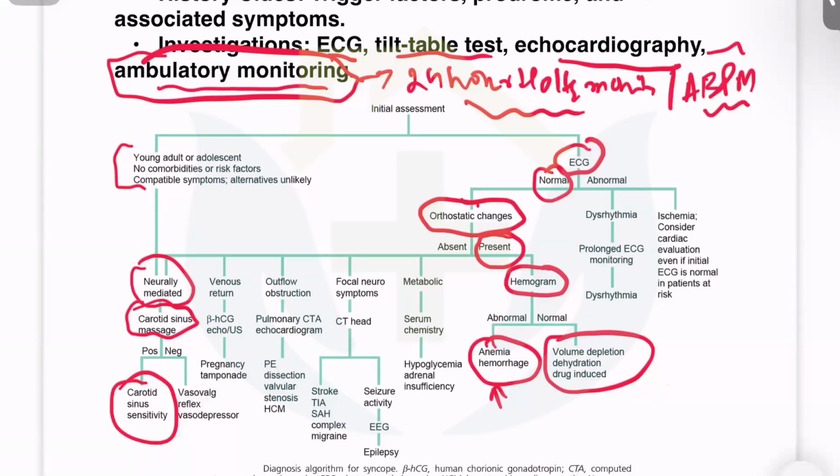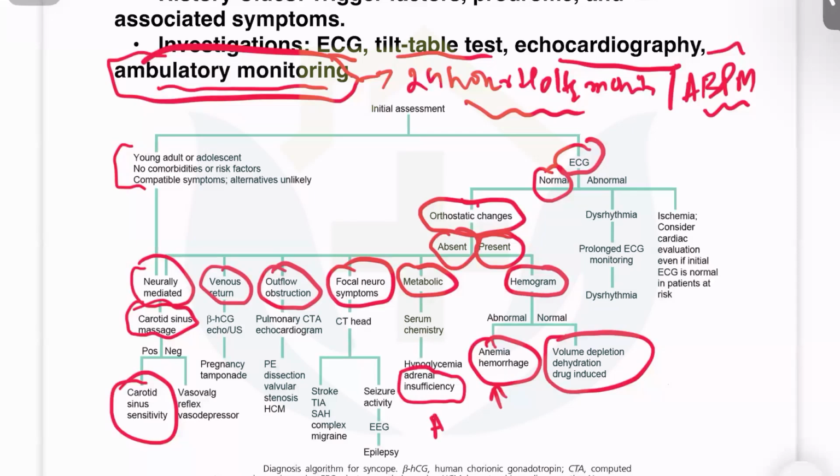In a normal ECG with absent orthostatic changes, we can focus on neurally mediated, low venous return, outflow obstruction, focal neurological symptoms, and metabolic patterns of presentation. In metabolic, we need to rule out low blood glucose, that is hypoglycemia. And yes, adrenal insufficiency, which is known as Addison's disease, can manifest as a metabolic source of syncope.